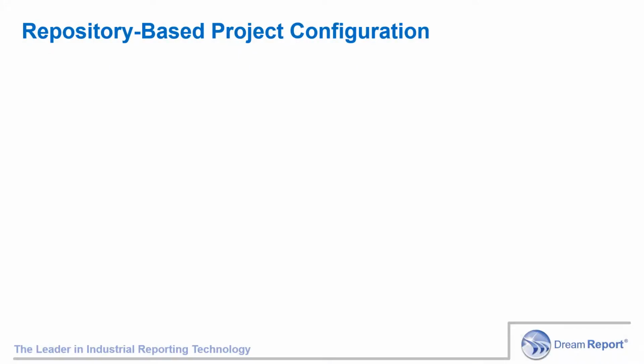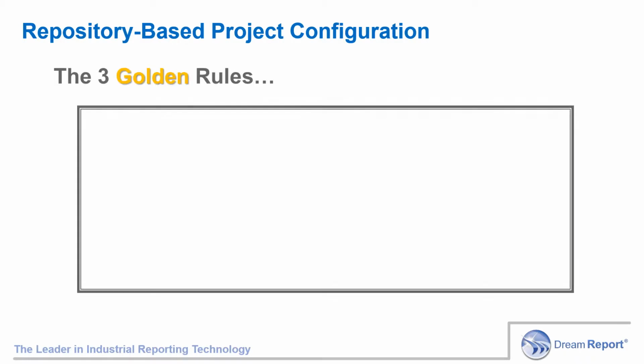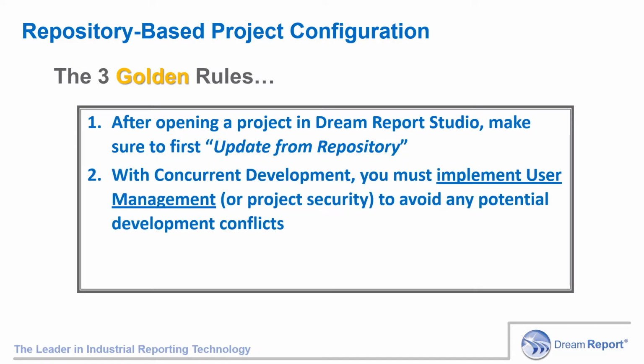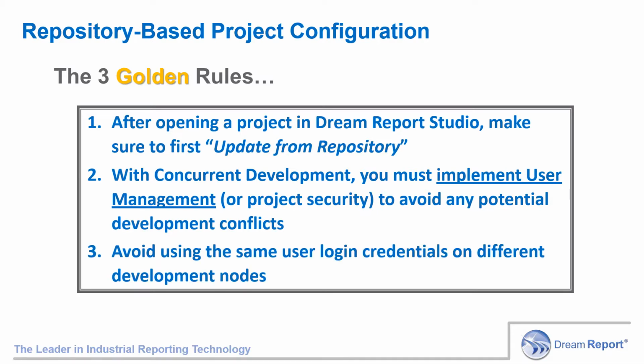I want to reiterate the 3 golden rules of remote or concurrent development. First, whenever opening Dream Report Studio, make sure to first update from repository. This ensures you're always working with the latest updates of your project. With concurrent development, you must implement user management or project security to avoid any potential development conflicts. And finally, avoid using the same user login credentials simultaneously on different development nodes.